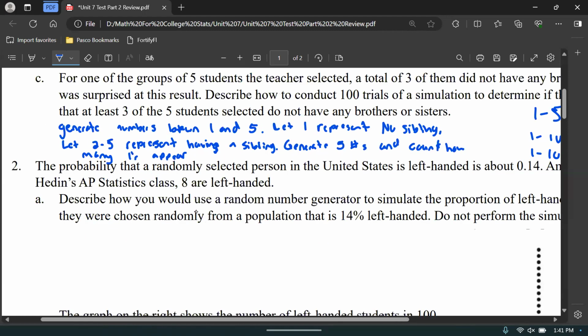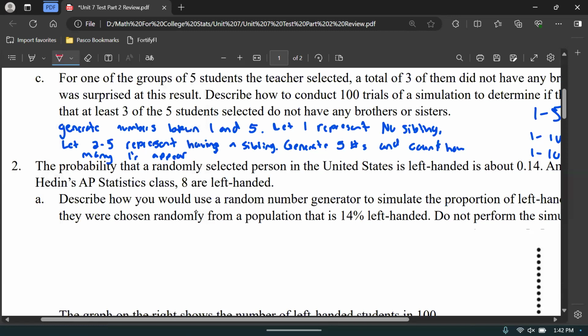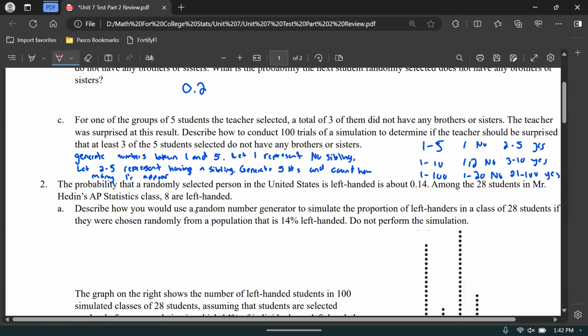All right, number 2. The probability that a randomly selected person in the United States is left-handed is about 0.14. Among the 28 students in Mr. Hedon's AP Statistics class, 8 are left-handed. Describe how you would use a random number generator to simulate the proportion of left-handers in a class of 28 students if they were chosen randomly from a population that is 14% left-handed.